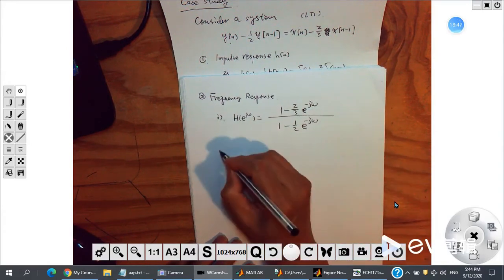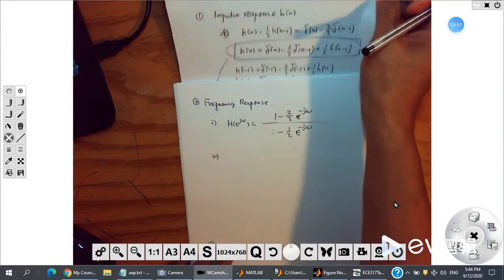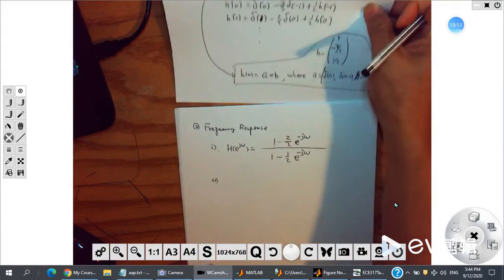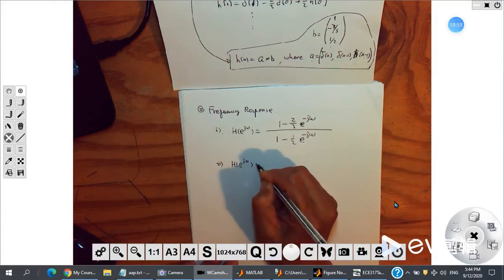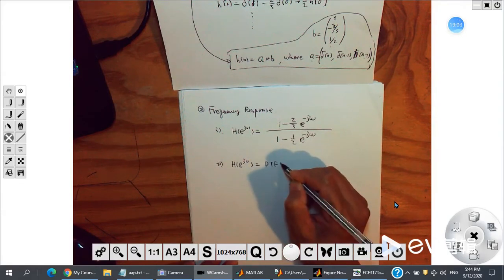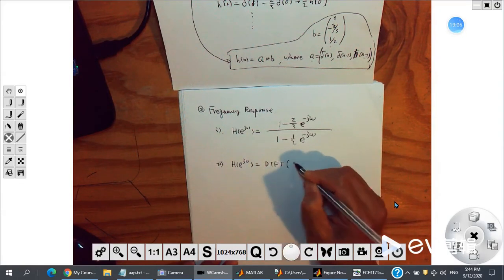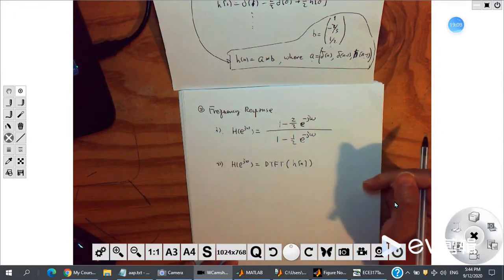And the second way we can get the frequency response: we have h here, right? We already have h. So H of e to the j omega equals the DTFT, discrete time Fourier transform, of h of n. So we have 2 ways to get it.